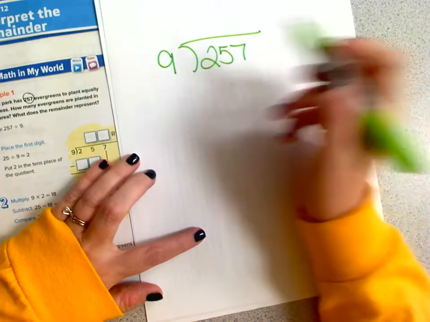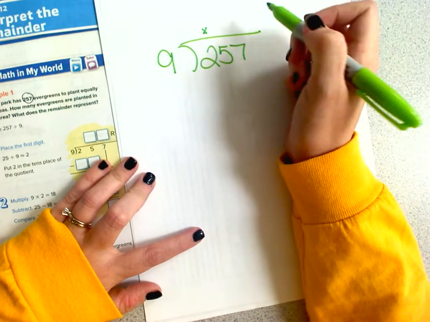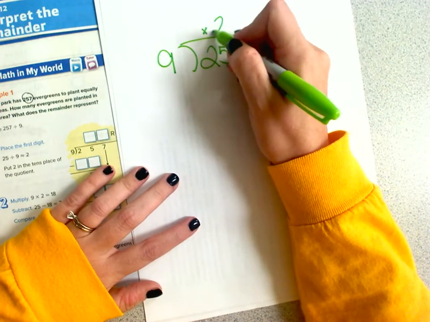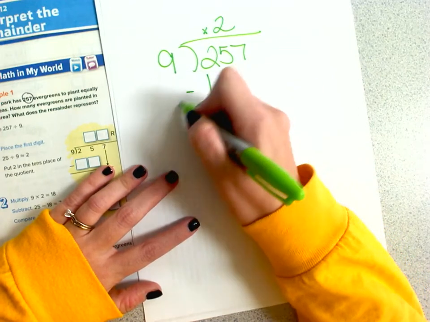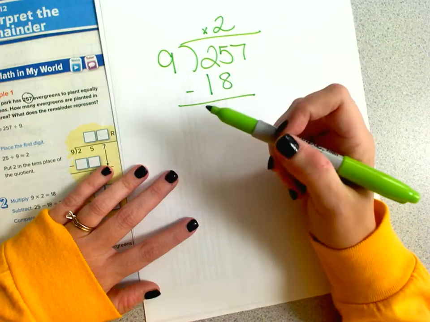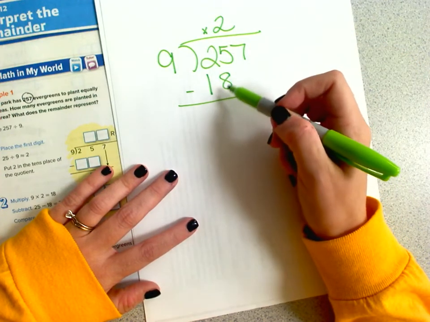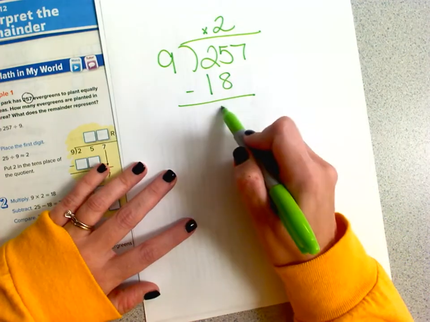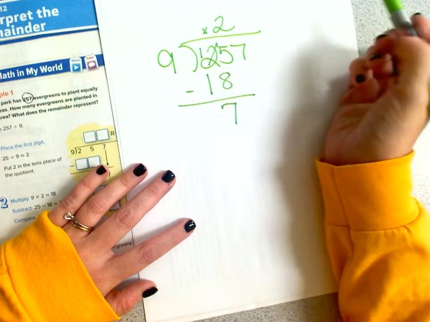9 can't go into 2, so no place there. 9 can go into 25. How many times? 2 times. 9 times 2 is 18. Subtract. 25 minus 18. 25 minus 5 is 20, and then minus 2 more is 18. So 25 minus 18 is 7. I could regroup for that if I needed to too. 15 minus 8 is 7.